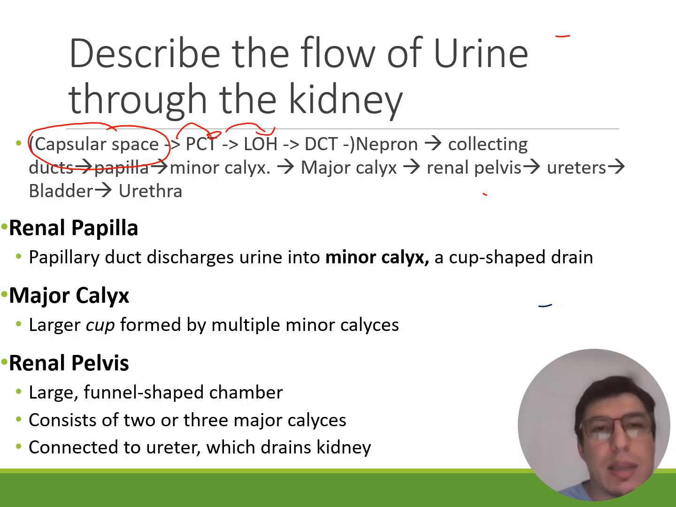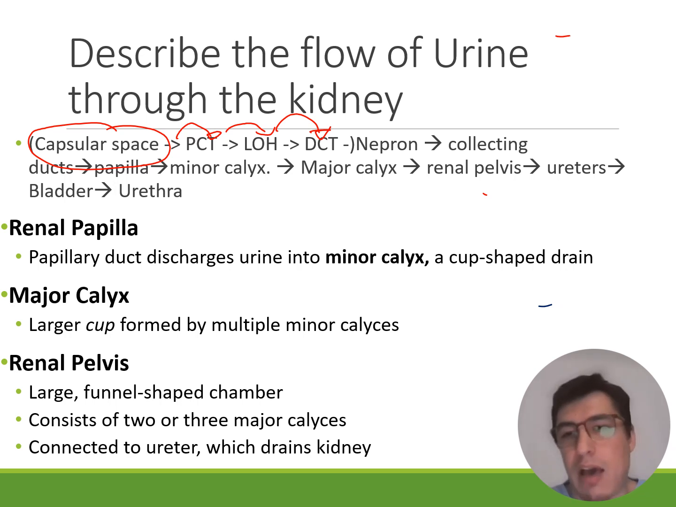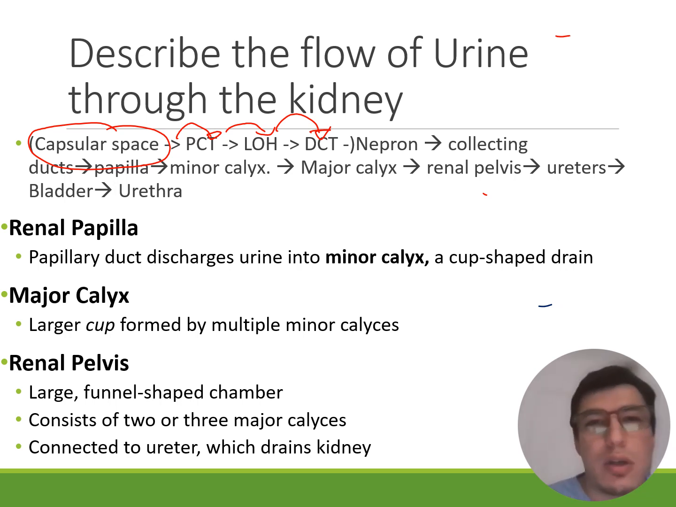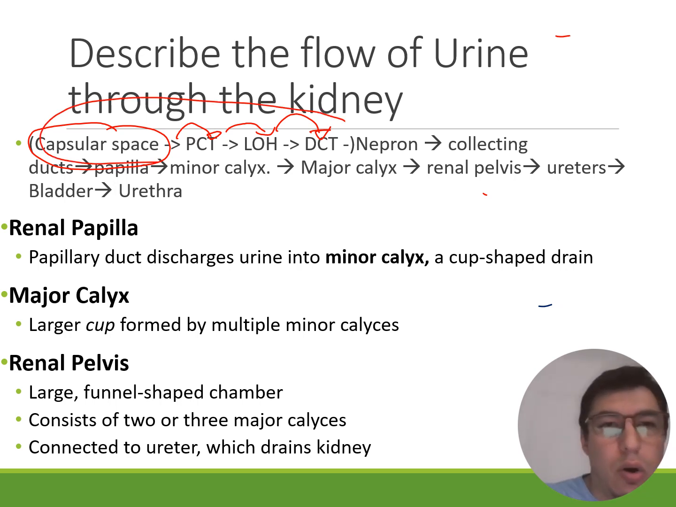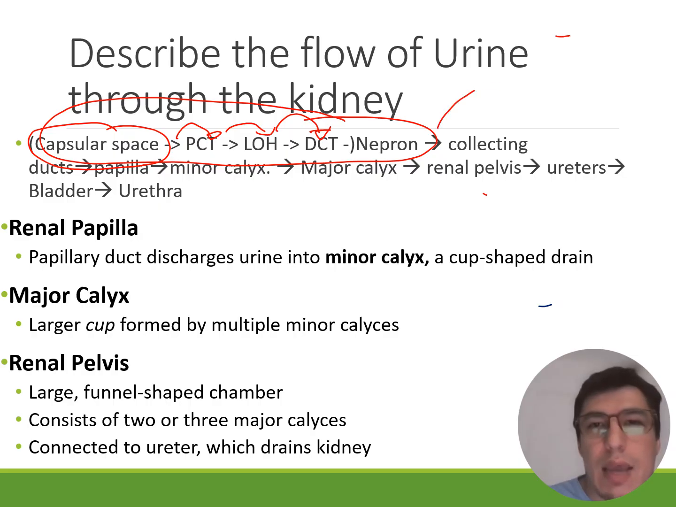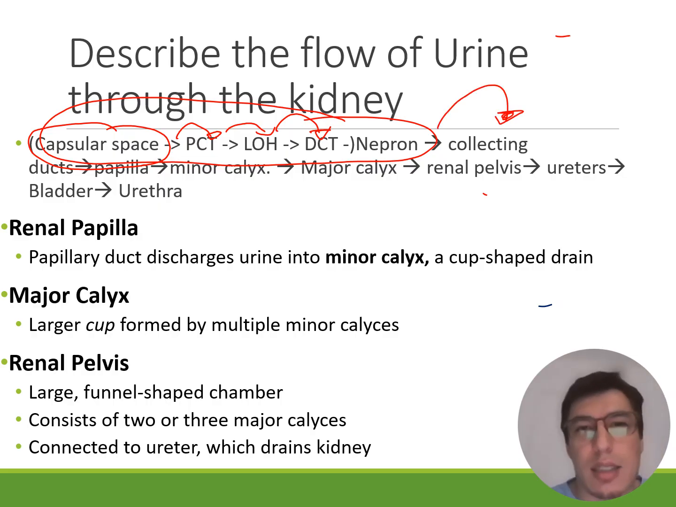Then we're getting into the loop of Henle. Remember the descending and the ascending limb. And then we're going to the distal convoluted tubule. Here is where we have most of the hormonal action. And this is all the nephron right here. Then we're going into the collecting ducts. From the collecting ducts, we have the filtrate that is actually going to leave your body now.